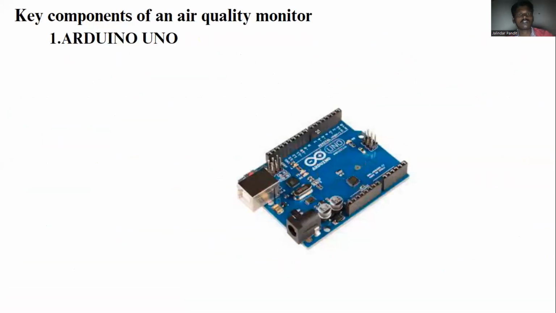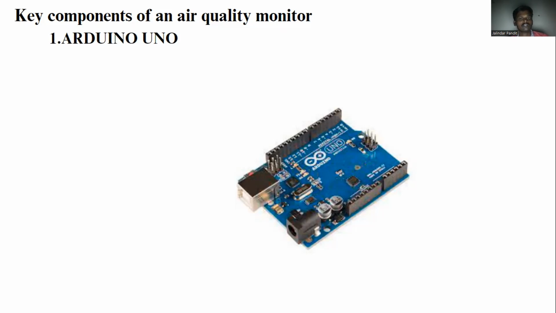Now, key components of air quality monitor. This is Arduino Uno. Arduino Uno is the most popular board of the Arduino family. It is powered by the ATmega328P chip, which has 32K bytes of flash programming memory, 2K bytes of SRAM and 1K bytes of EEPROM. Pins 0 to 13 are digital GPIO pins. Pins A0 to A5 are analog input pins and can additionally be used as digital GPIO pins. There are three ground pins.